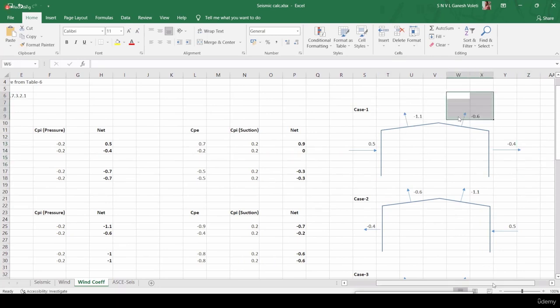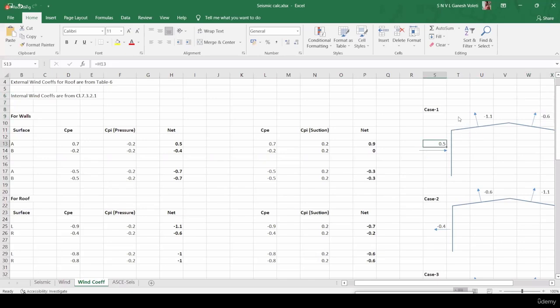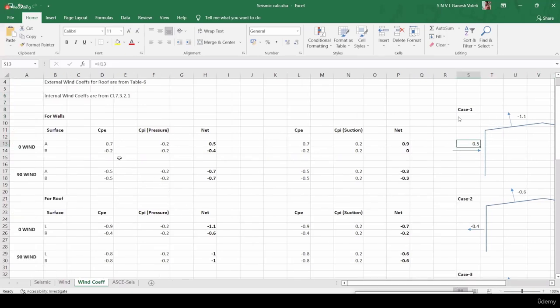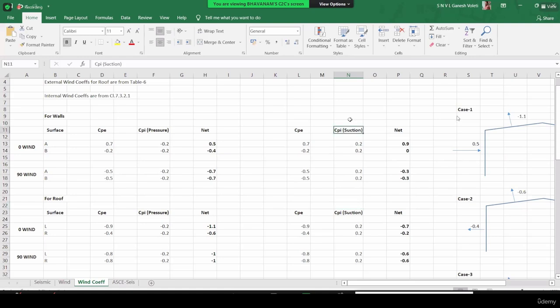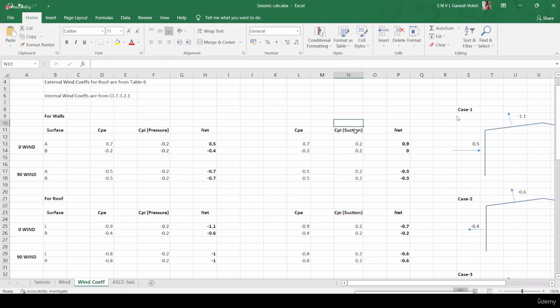So A surface, first case. We have to match pressure in the wall to pressure in the roof, and suction in the wall to suction in the roof only. We cannot mix both. We cannot take suction for walls and pressure for roof. We have to match the coefficients: either we calculate for pressure only, or we take suction only.